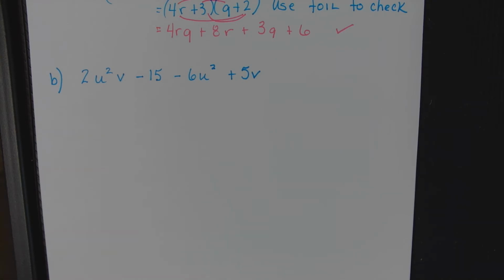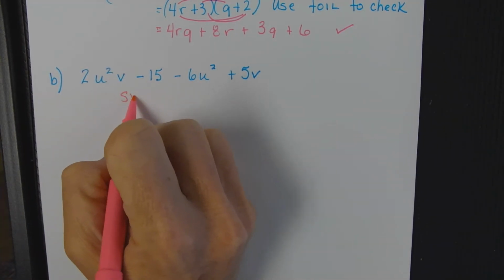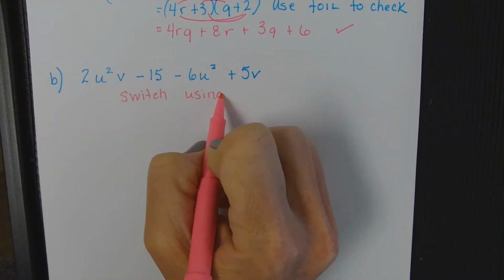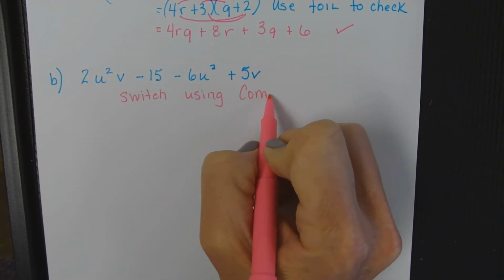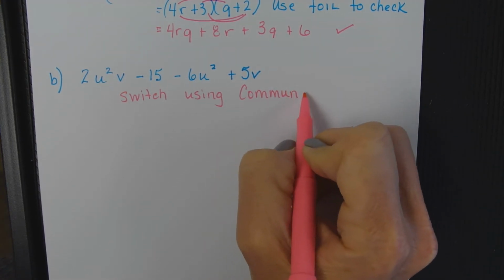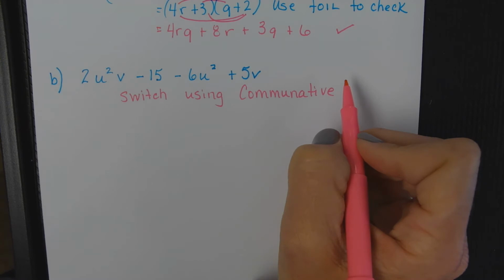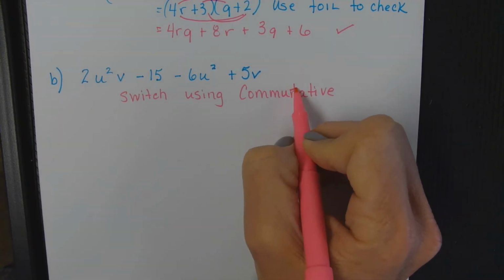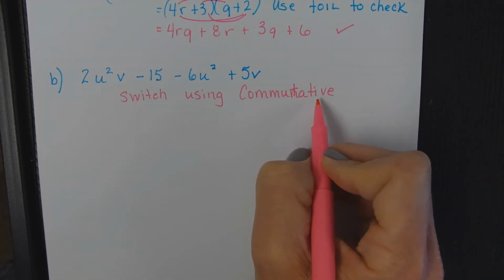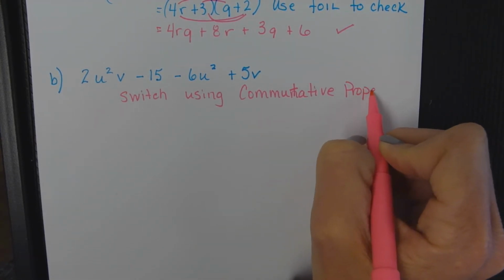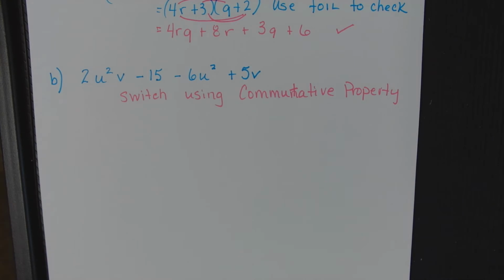So in your notes, I want you to just write switch. Using, what is it called again, Jake? You just nailed it. Commutative property. Is that how you spell it? No. Commutative. T-A-T-I-V-E. That's why I'm a math teacher. Okay.